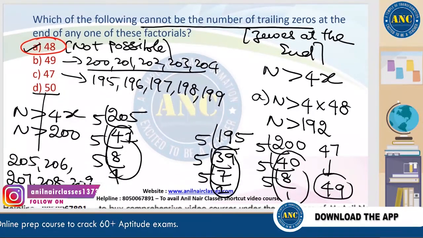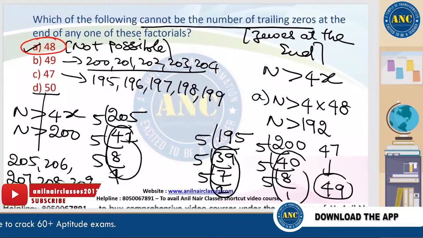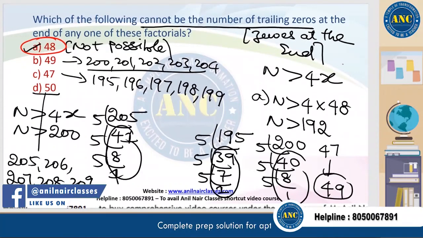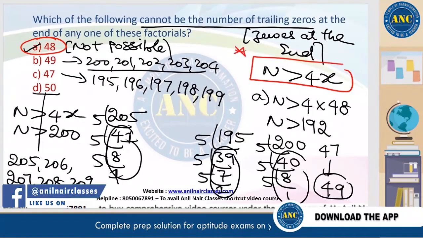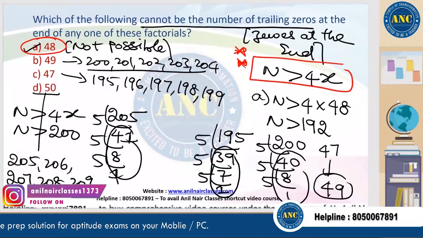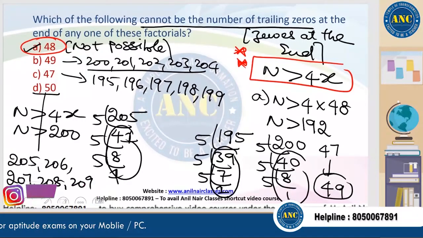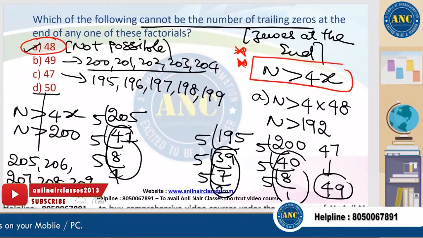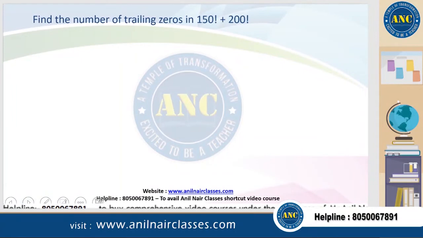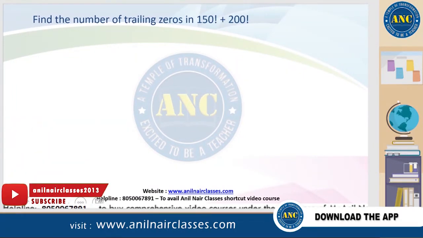Very, very important class. I hope you are all there with me. Number of zeros at the end. What is the condition? N factorial ends with x zeros. Then n is always greater than 4x. These are all very easy questions.